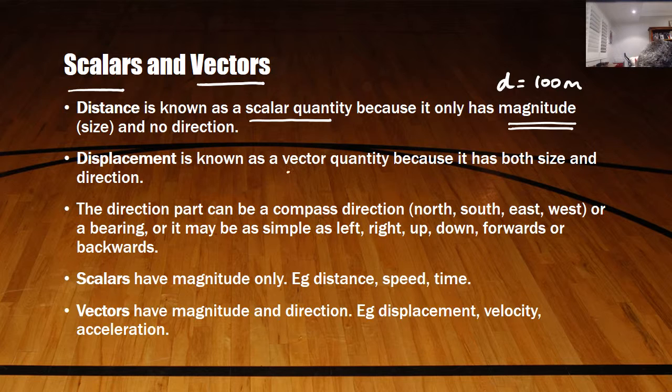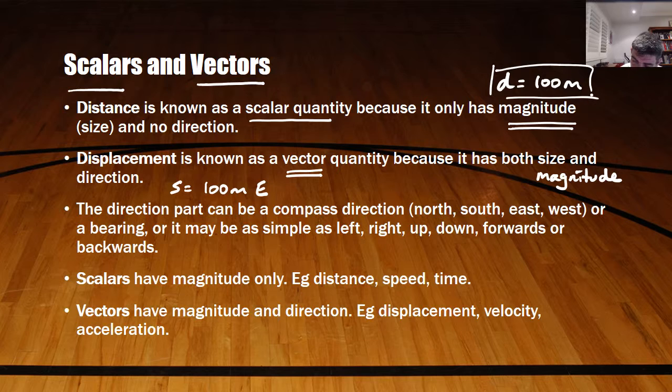Displacement, on the other hand, is a vector quantity. And vector quantities have both magnitude and direction. So size, another word for magnitude, and direction. So displacement would be 100 meters east. Displacement must have a direction as well as a magnitude. So distance is just the magnitude, just the size of the distance, while displacement has the size and direction.